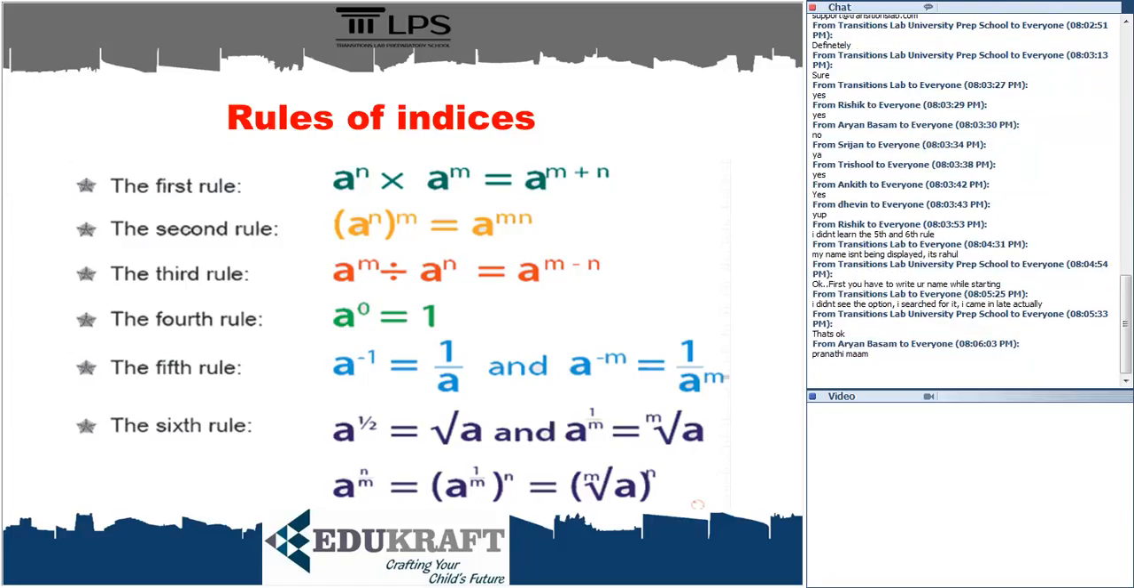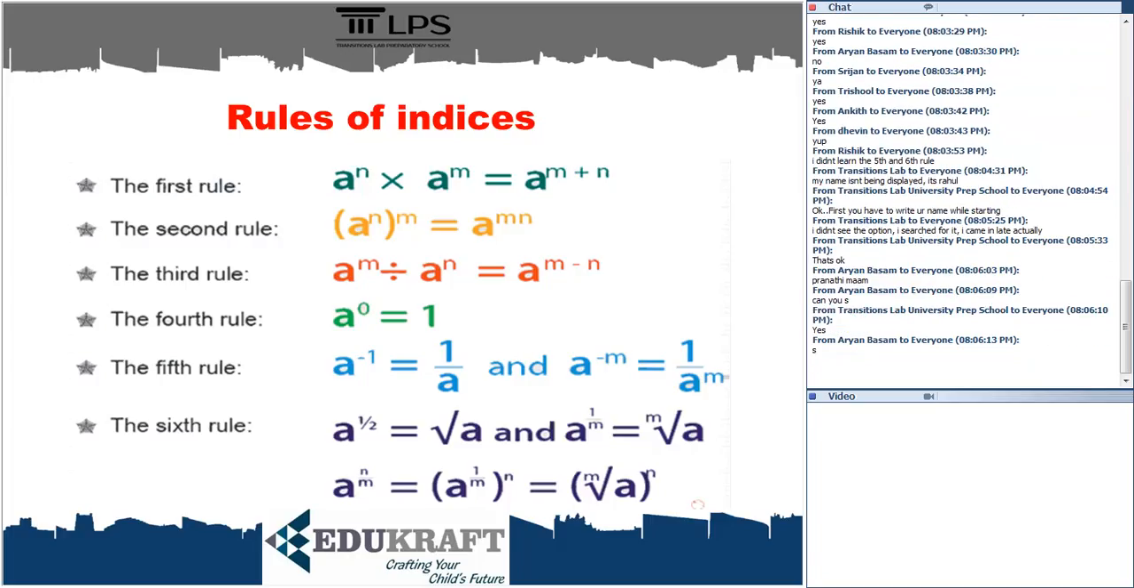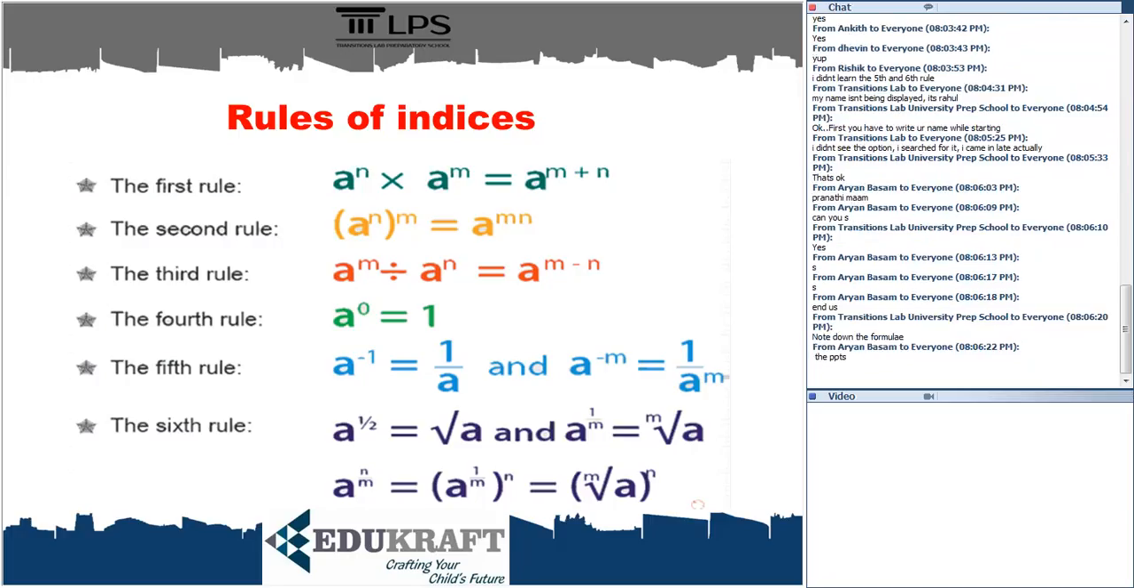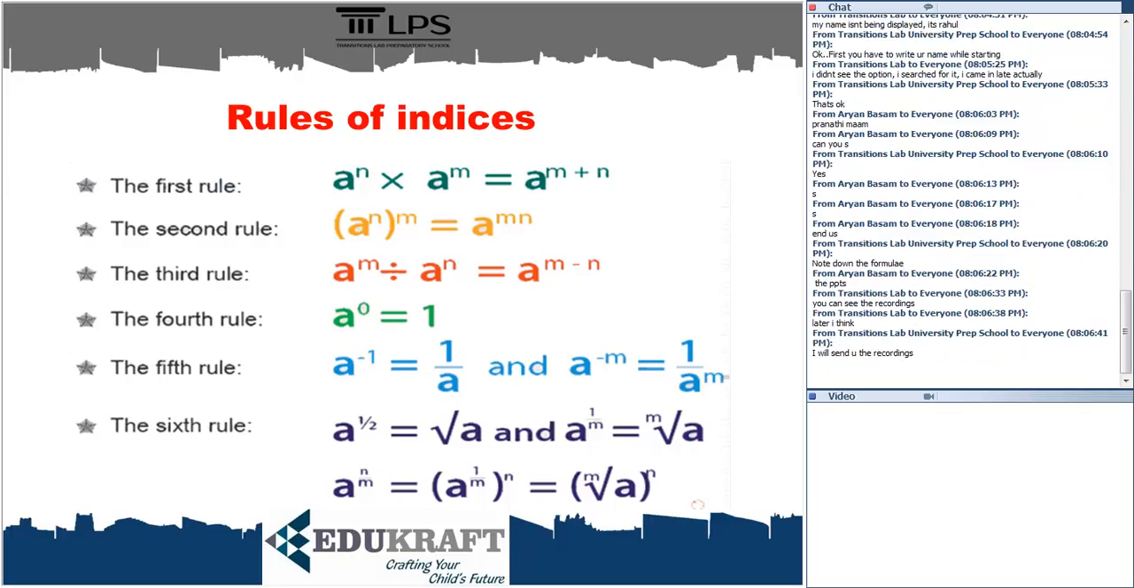The formulas are on the screen. Just quickly go through the formulas. I'll pause for a minute. If there is any doubt, please let me know.